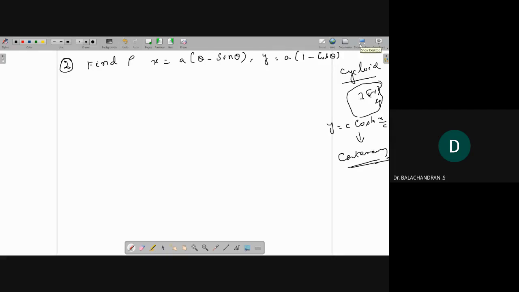Now the problem is, find rho for the cycloid at the general point. I think the x dot y dot formula solves this problem, but I am going to solve the same problem by using the direct formula. Direct formula means Cartesian coordinates, that is rho equal to 1 plus dy by dx whole square, whole power 3 by 2, divided by y dash.